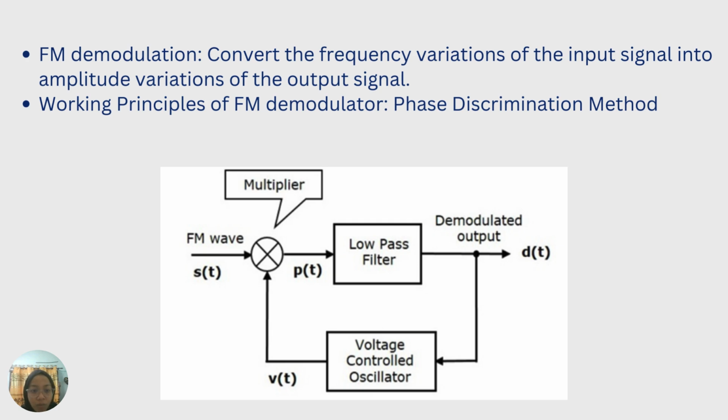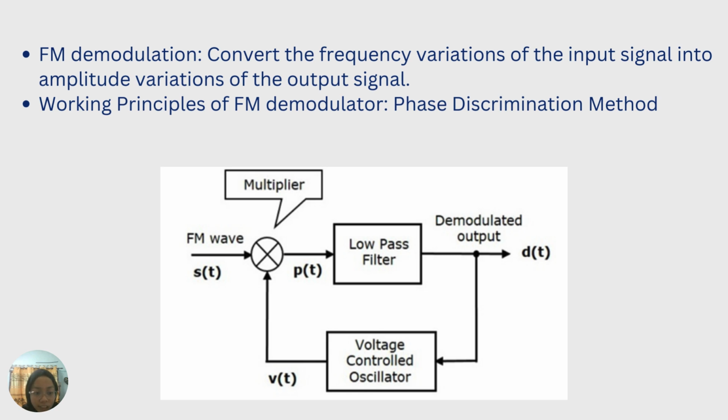The FM wave and the output of the VCO are used as input of the multiplier. The output of the multiplier has a high frequency component and a low frequency component. The low pass filter removes the high frequency component and gives only the low frequency component as the output. The low frequency component has the term related to phase difference only. Therefore, it has the modulating signal at the output of the low pass filter.